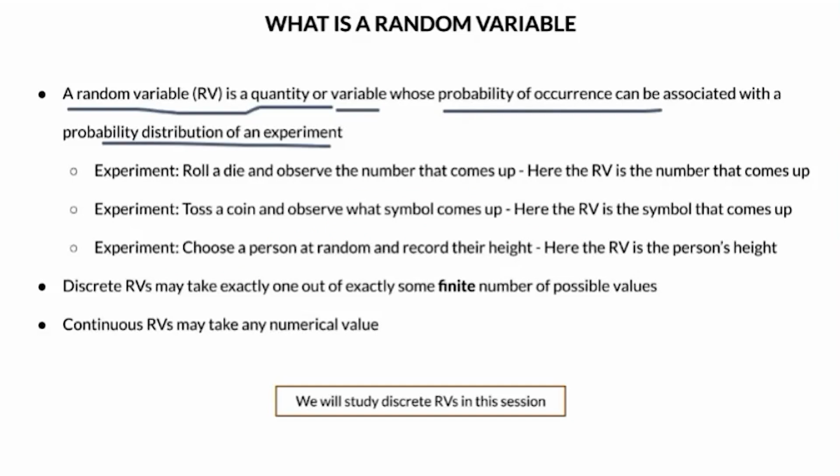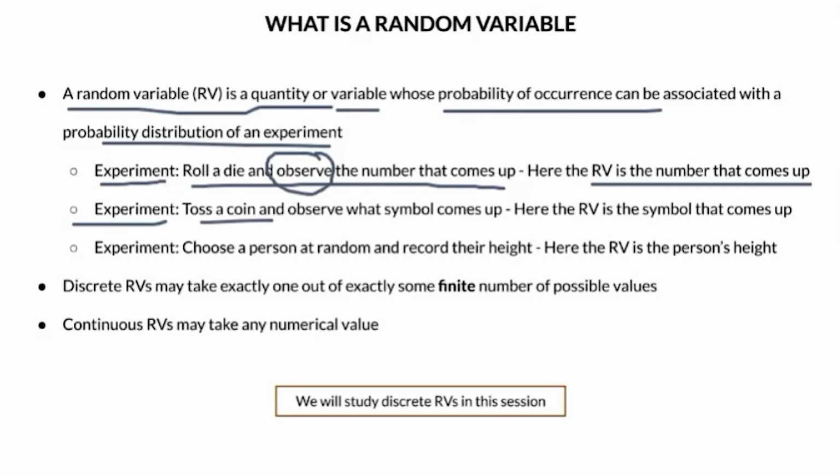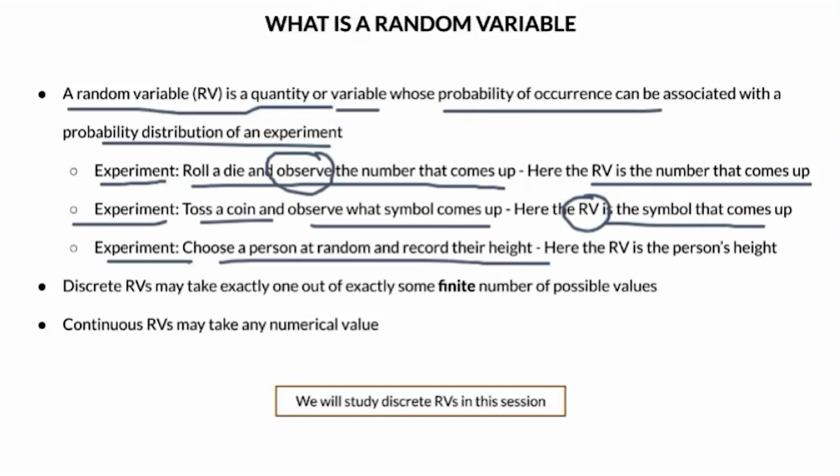So for example, in the experiment of rolling a die and observing the number that comes up, the random variable is the number that comes up, because that is what you're observing. Then next one, toss a coin, observe what symbol comes up. The random variable is the symbol that comes up. And suppose we have an experiment where you choose a person at random and record their height. Here the random variable is the person's height. So a random variable is essentially the thing that you're measuring in an experiment.